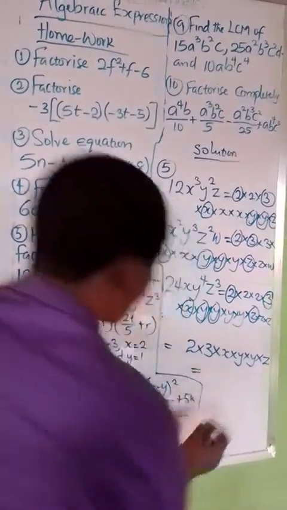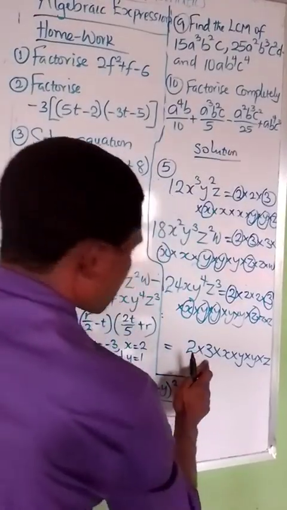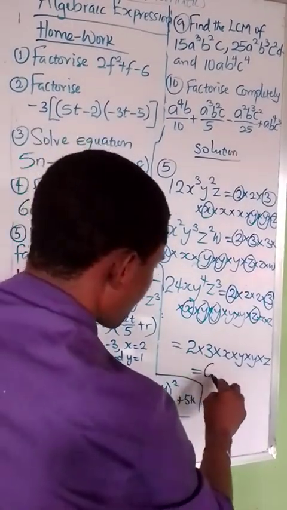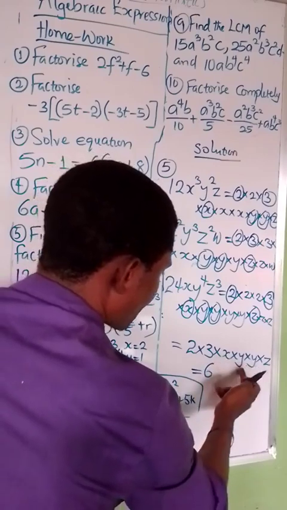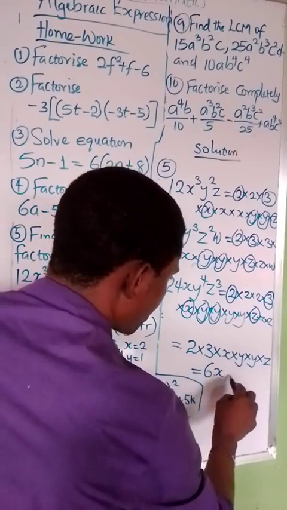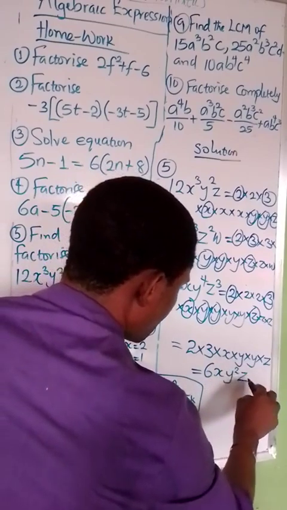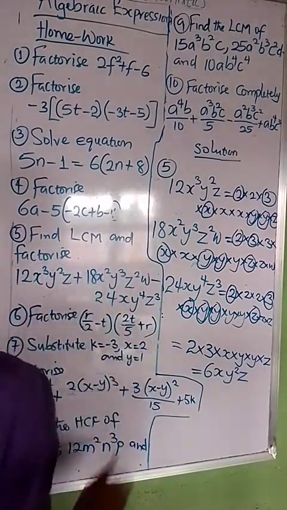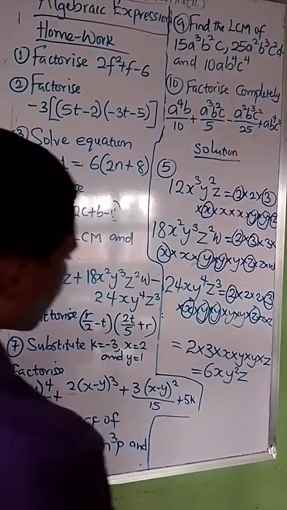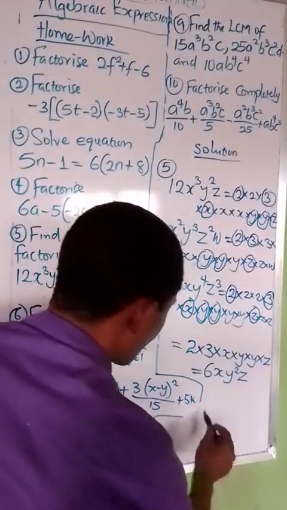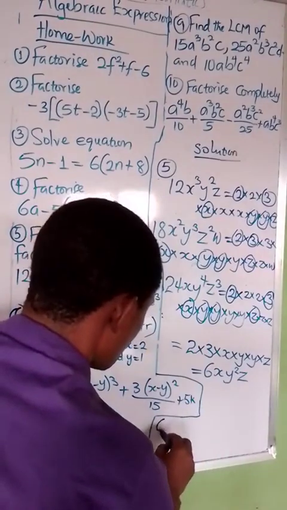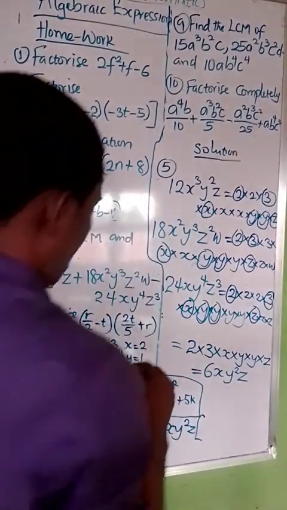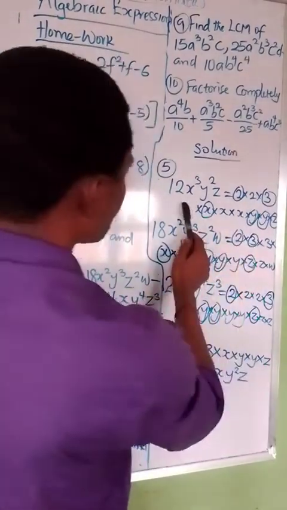So now we have 2 times 3, 6, times x times y squared z, that is 6xy squared z. What we have done right now is find the LCM. Now we need to factorize it. How do we factorize it? You bring out the 6xy squared z.